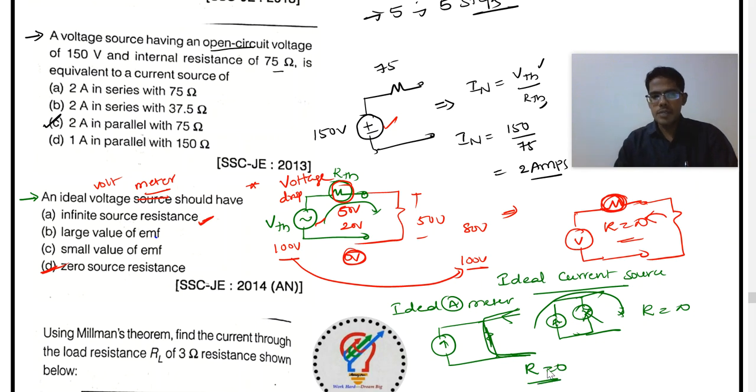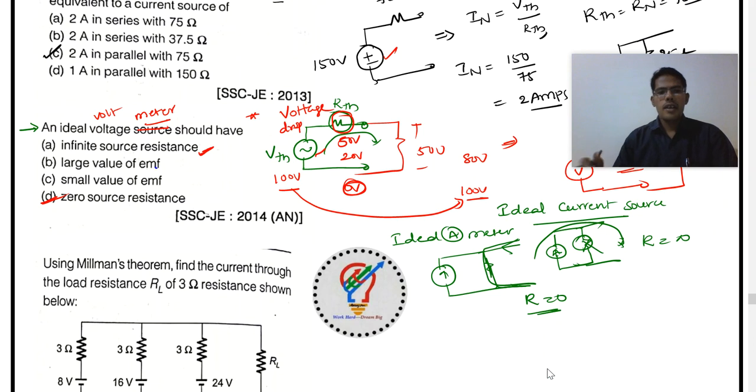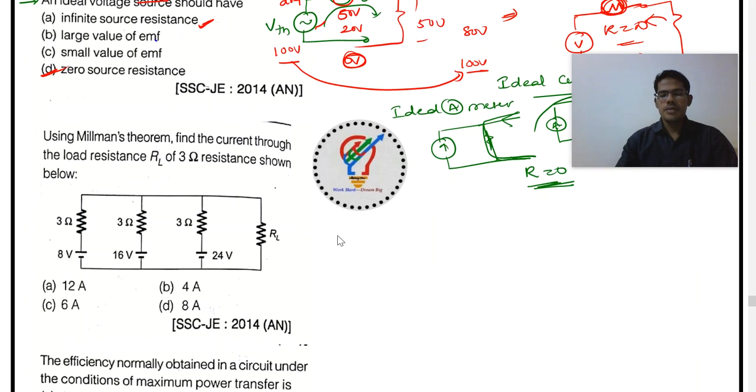Understand this point here, where an ideal voltage source should have 0 source resistance and an ideal voltmeter should have infinite source resistance. Similarly, an ideal current source will have infinite resistance. An ideal ammeter should have 0 internal resistance. So in this question we covered around 4 questions here. Okay, next one.